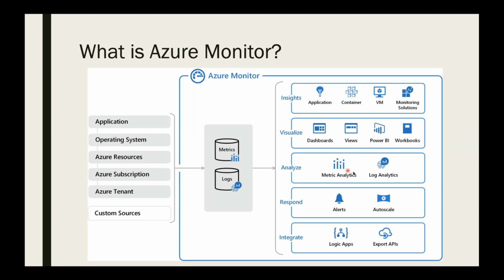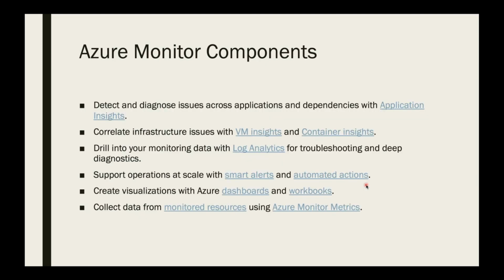And for analysis, the metrics and logs are there. Based on any of the situations that happen, you can set up alerts or things like auto scaling. For example, if you see a web application that's throwing so many errors, it can be set to send an alert to a particular source, and we will see that in the demonstration. And you can integrate it with logic apps or other exposed APIs. I will cover them in detail in the next slides.